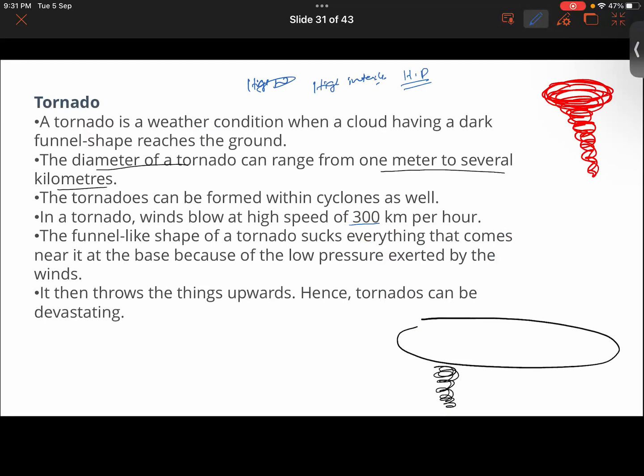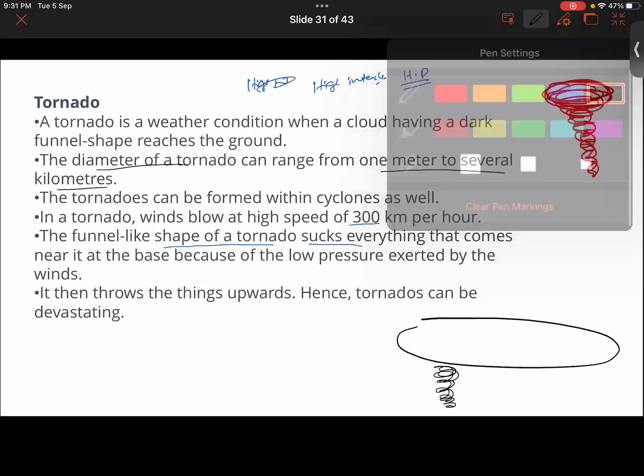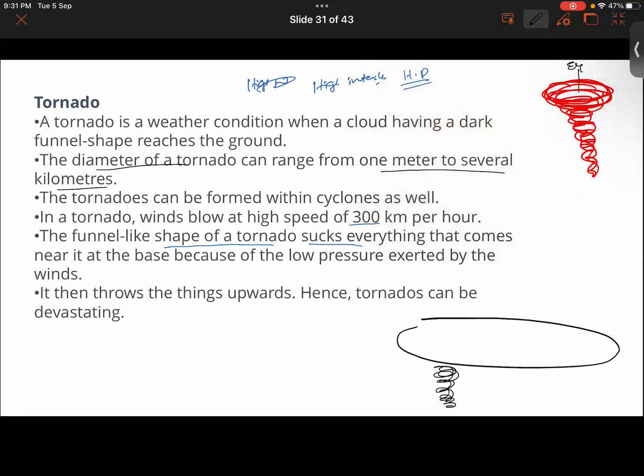So this funnel-like shape of a tornado will suck everything that comes near it at the base because of the lower pressure exerted by the winds. So what is happening? This is the eye, which has a very low pressure, and the wind is moving towards the center of this tornado at a very high speed, at a speed of 300 km per hour. Right. Now, since the center of the tornado has very lower pressure, what will happen? It will be sucking up everything.